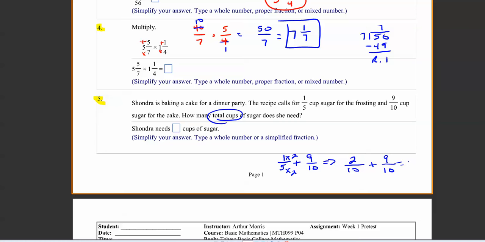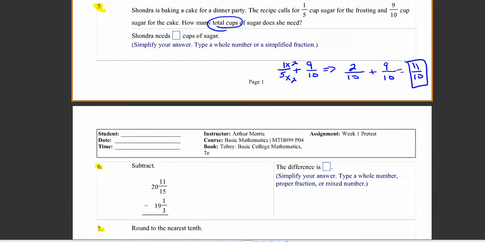2 plus 9 is 11 tenths. My direction says to type as a whole number or a simplified fraction. My fraction is simplified. Simplified means I can't divide, or 11 and 10 don't have any common factors. So that is simplified.